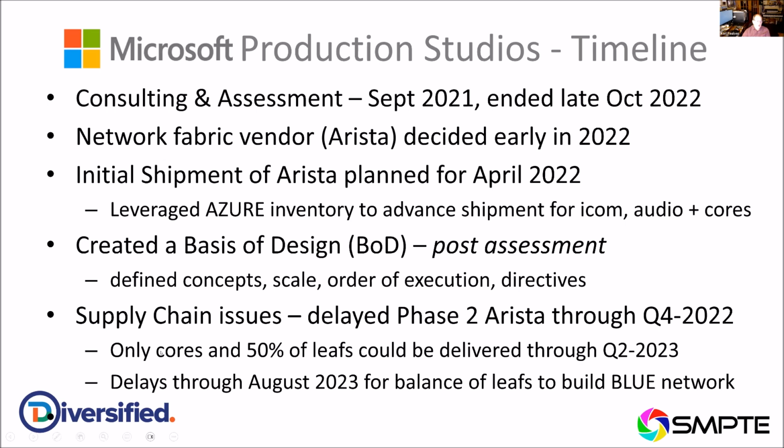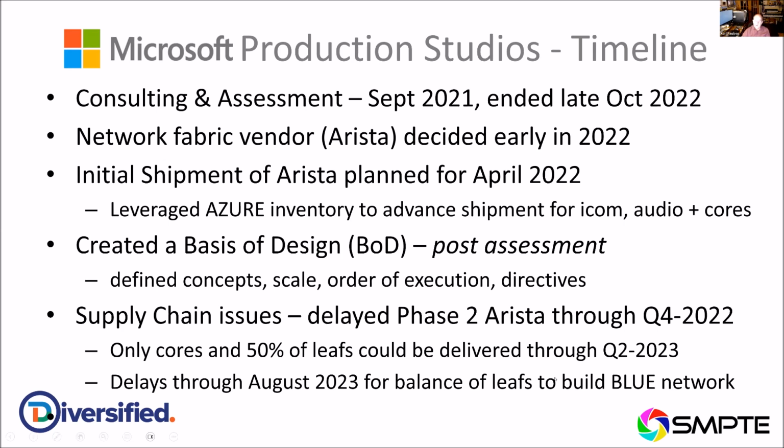And it turns out that only the cores and 50% of the leafs could be delivered through Q2 of 2023. That's this year. In other words, as of today, we still don't have all the products to make this work. And we had to make a conscious decision to say, how much of the system can we stand up and make work and meet the objectives that corporate finance placed on us? You're buying millions of dollars worth of gear, and they want to know, why is it still sitting in boxes, or why can't we use it yet?